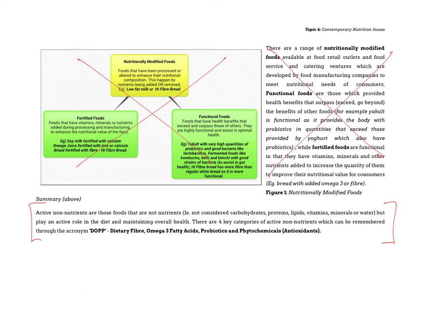So active non-nutrients are those foods that are not actually nutrients. For example, they're not considered to be carbohydrates, proteins, lipids, vitamins, minerals, or water. But they do have an active role to play in the diet, and they have really positive benefits in maintaining overall health. So even though they're not classified as nutrients specifically, they do have positive benefits and they are needed in the diet.